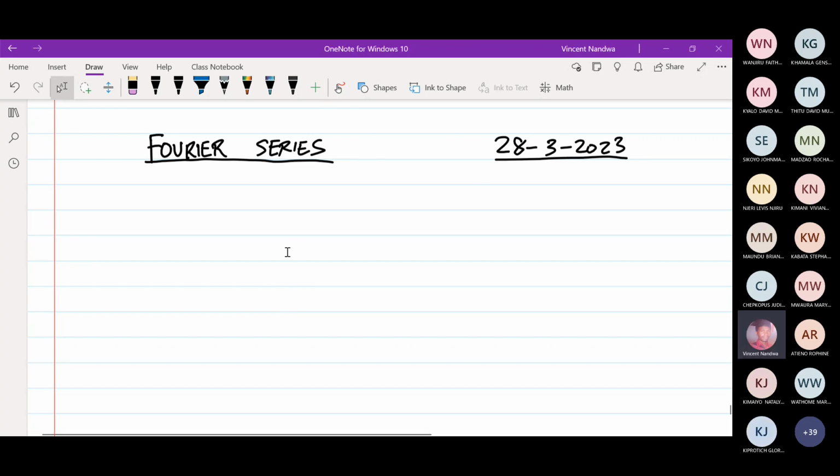So we begin by giving some definitions related to Fourier series, and then define what we call Fourier series of a function. Later on, we'll do some examples on how to calculate Fourier series of an arbitrary function f of x.